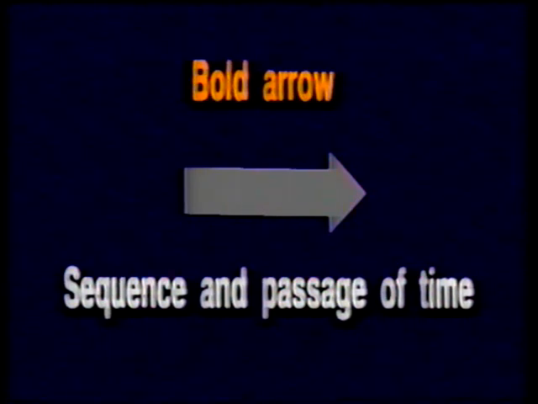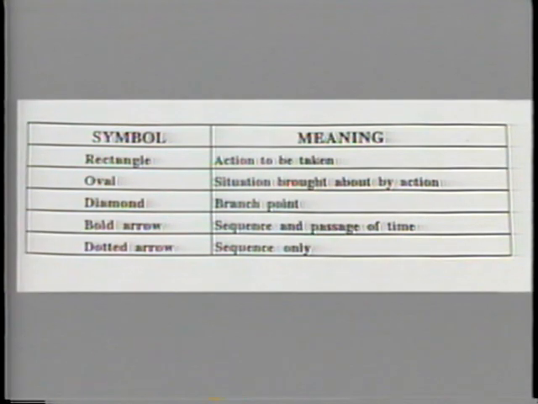Arrows indicate the passage of time and the development of the situation. They don't indicate the length of time. A dotted or broken arrow is used when no time elapses from one stage to the next, or when a response to an action does not affect the plan. In other words, dotted arrows only indicate the sequence.